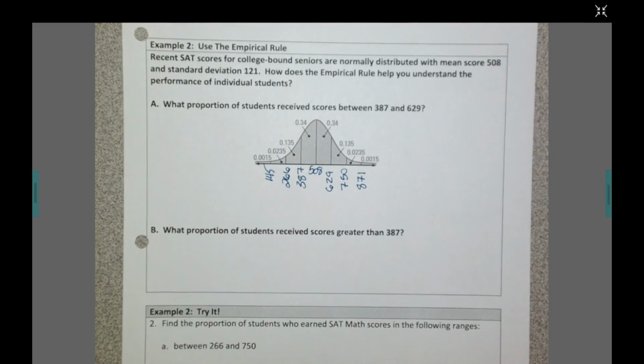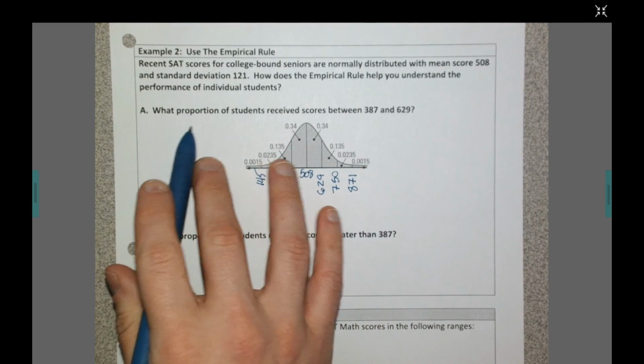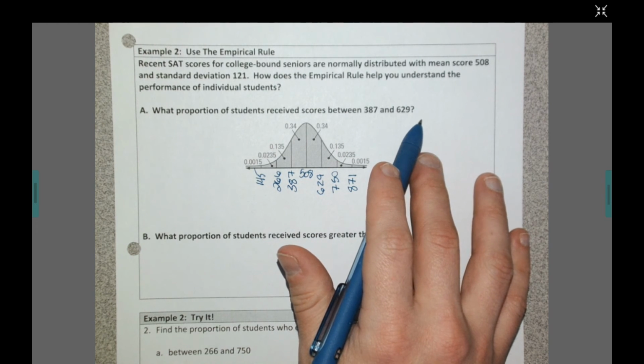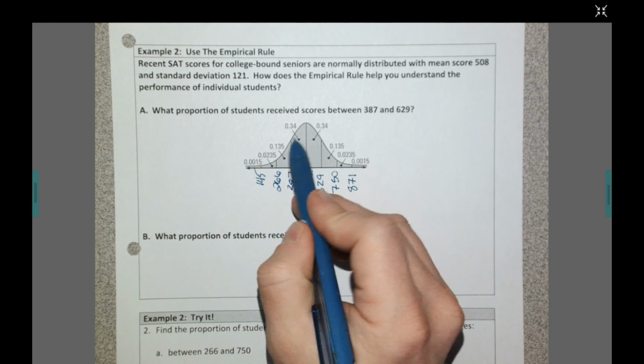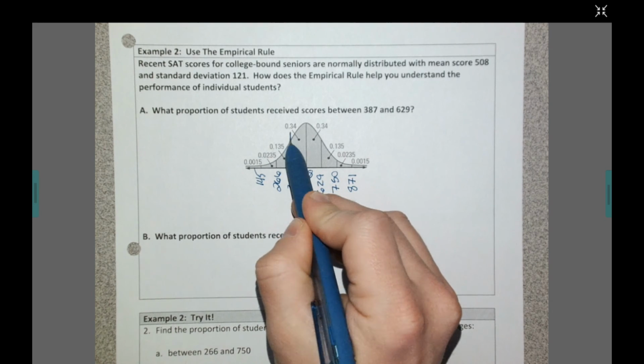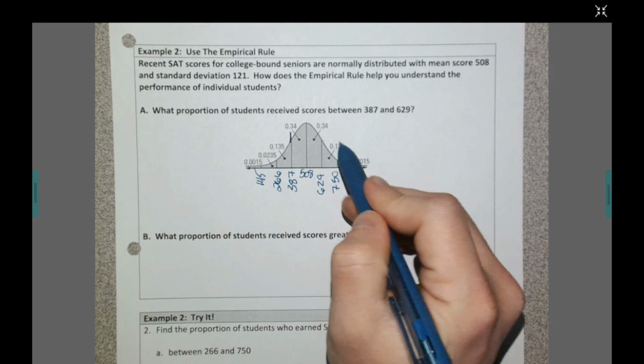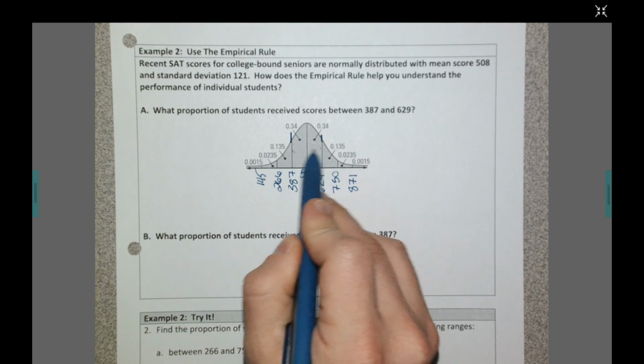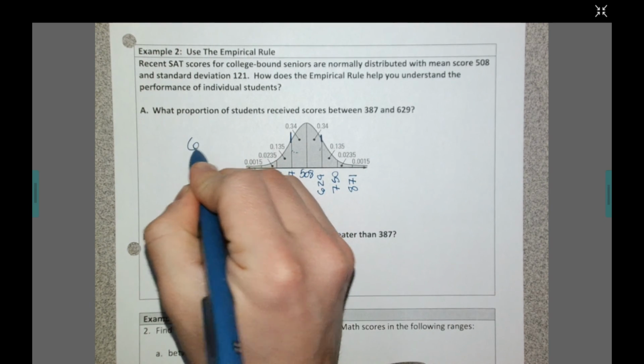Label the normal distribution graph. For A, they want to know what proportion of students receive scores between 387 and 629. You go ahead and shade in. So I'm going from 387, here, all the way up to 629, which is here. From here to here, you add them up, and it's going to give me 68%.